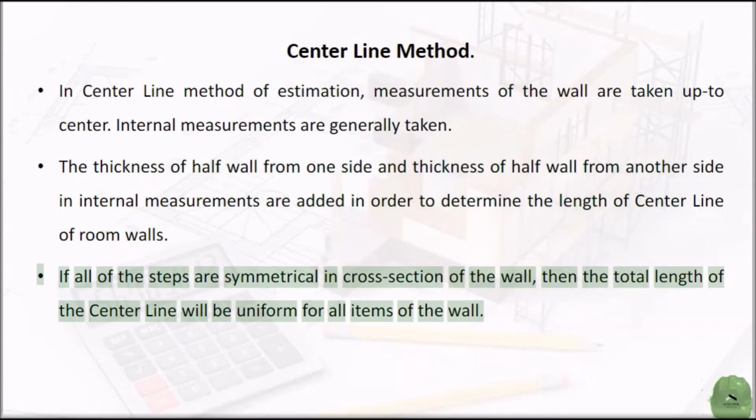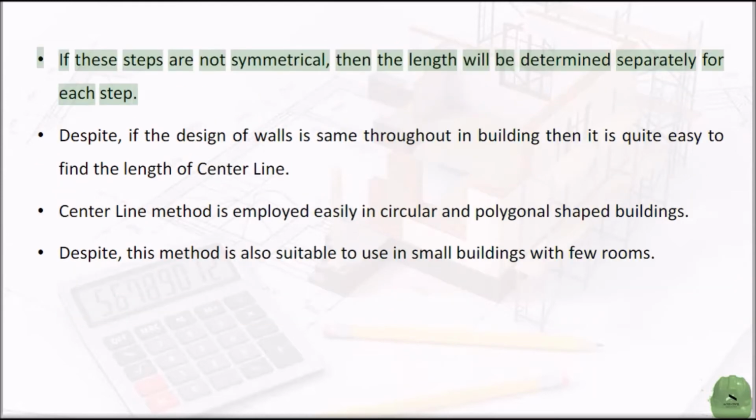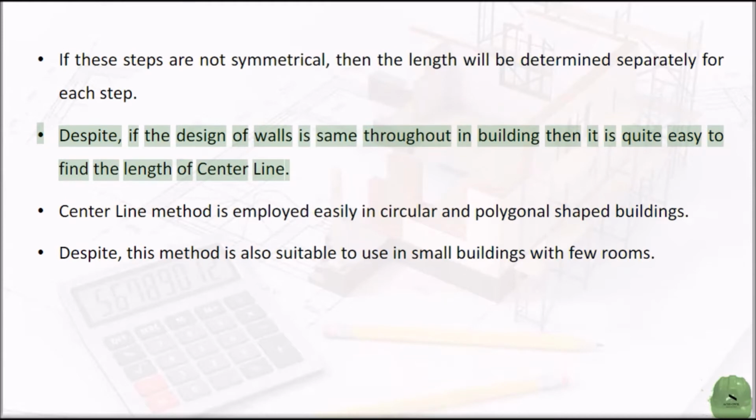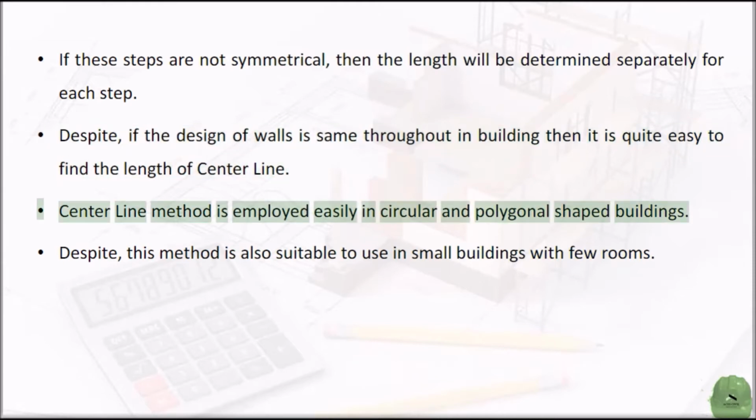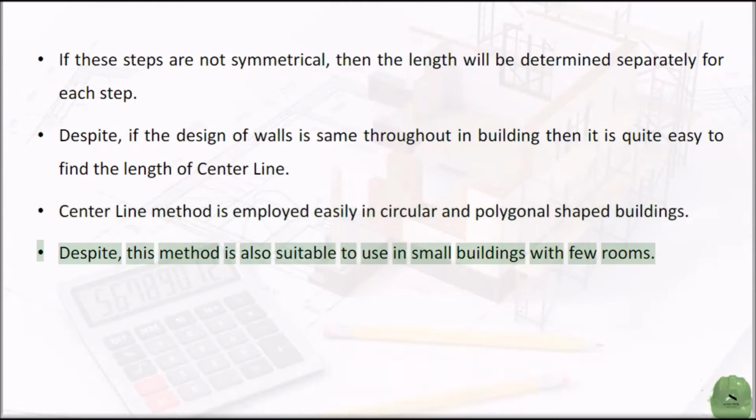If all of the steps are symmetrical in cross-section of the wall, then the total length of the center line will be uniform for all items of the wall. If these steps are not symmetrical, then the length will be determined separately for each step. Also, if the design of walls is the same throughout the building, then it is quite easy to find the length of center line. Center line method is employed easily in circular and polygonal shaped buildings. Also, this method is suitable to use in small buildings with few rooms.